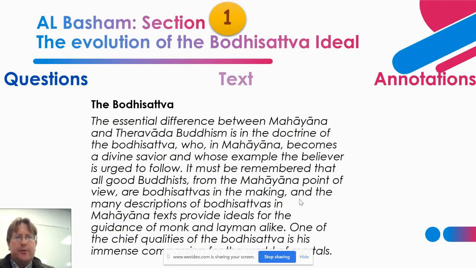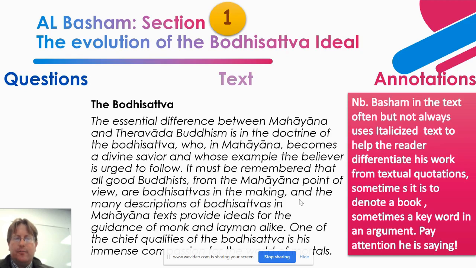The essential difference between Mahayana and Theravada Buddhism is in the doctrine of the Bodhisattva, who in Mahayana becomes a divine savior, whose example the believer is urged to follow. It must be remembered that all good Buddhists from the Mahayana point of view are bodhisattvas in the making, and many descriptions of bodhisattvas in Mahayana texts provide ideals for the guidance of monks and laymen alike. One of the chief qualities of the bodhisattva is his immense compassion for the world of all mortals.